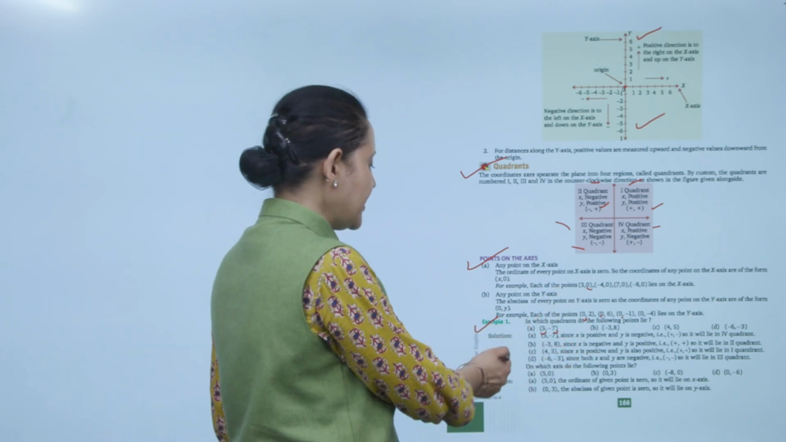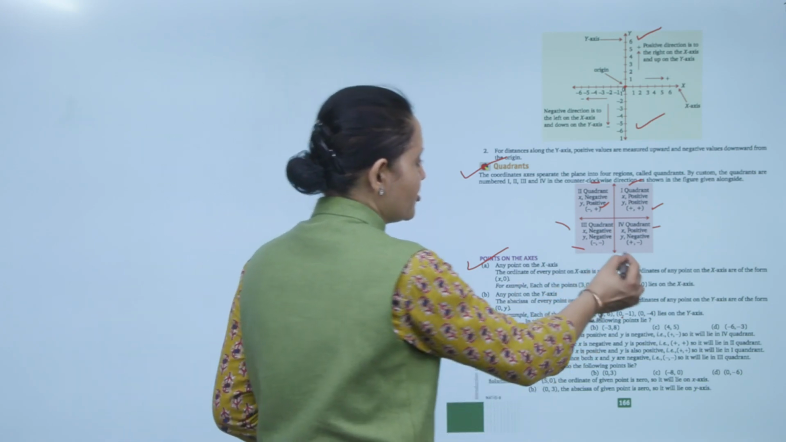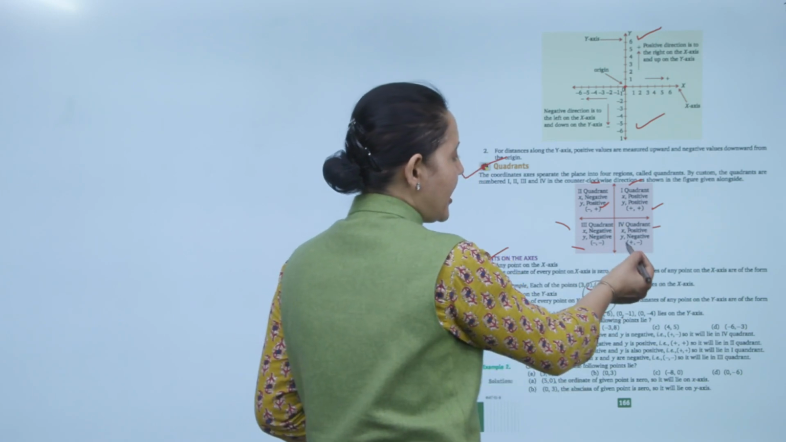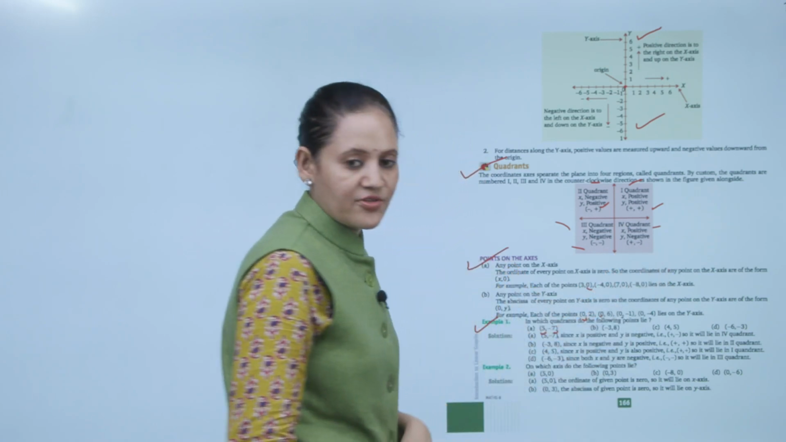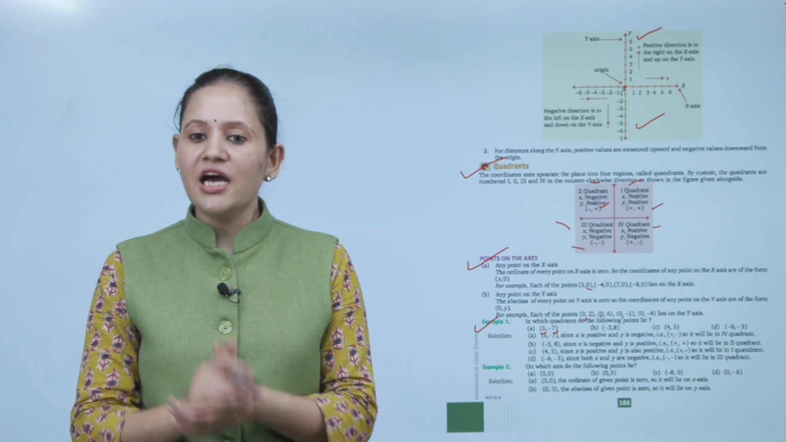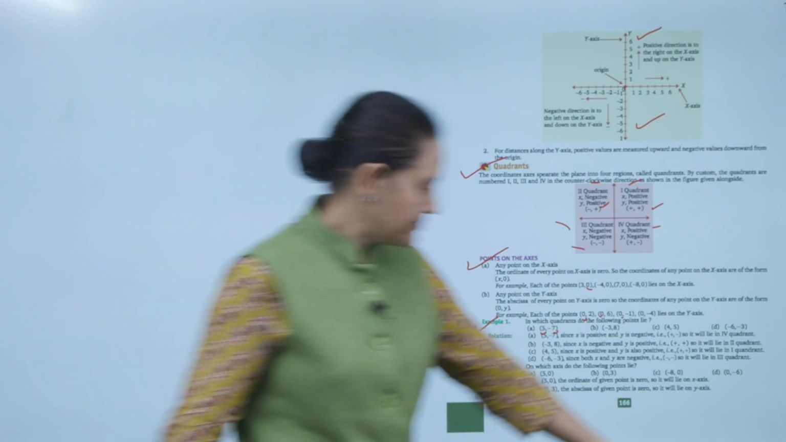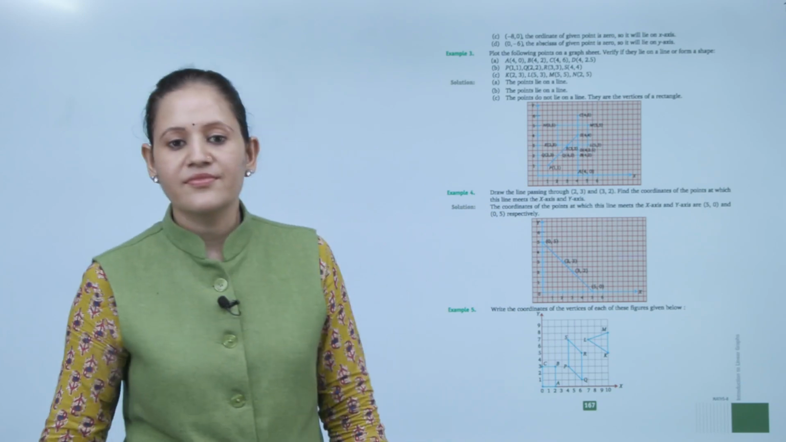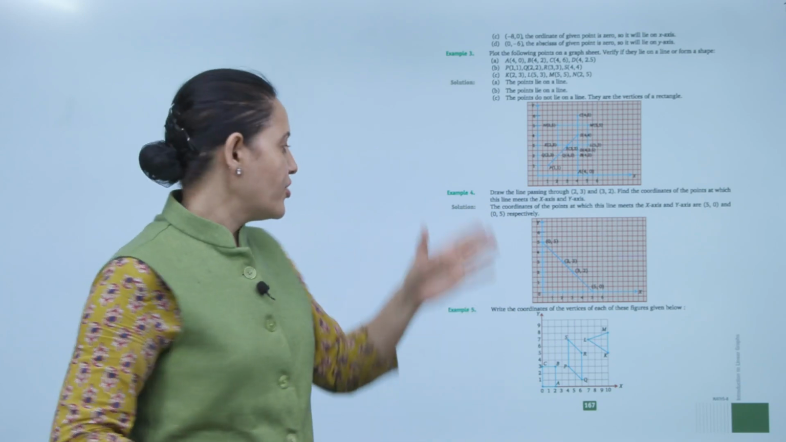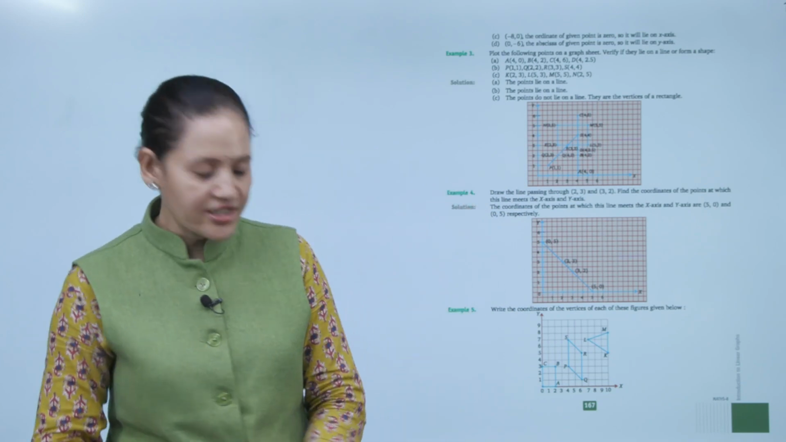So, that it will lie on the fourth quadrant. So, here you can see fourth quadrant, x is positive and y is negative. So, this point will lie on the fourth quadrant. Next, some more examples are given here. You have to practice all the examples.